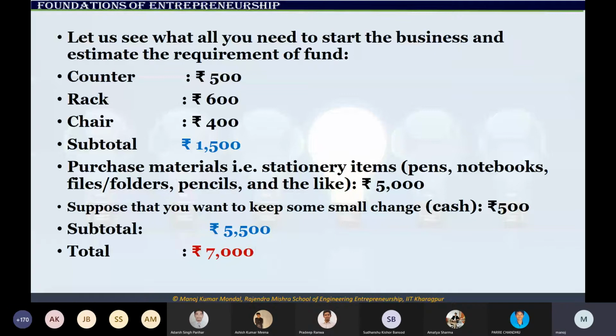If you have this 1500 rupees, you are good to go. You don't have any pain. You have not yet bought any notebooks or any stationery items. You are ready with infrastructure. These are part of infrastructure. You have a counter, you have a rack, you have a chair. Now, you need stock to sell. Otherwise, unless there are pens, what are you going to sell? So you want to purchase material.